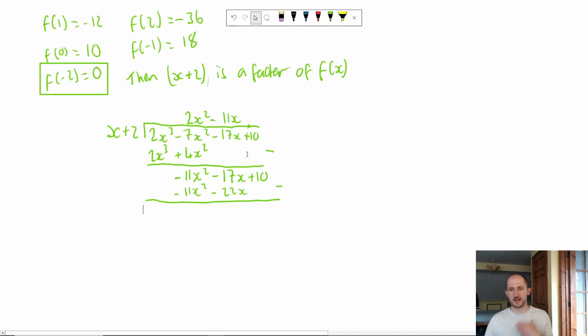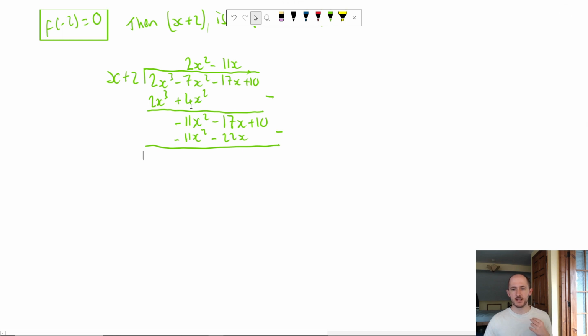So this is very rhythmic. Okay, you do the same thing again and again. So of course the first terms cancel out. Minus 17 minus minus 22, that makes it a plus. So minus 17 plus 22 would be 5x. Then 5x divided by x is 5.